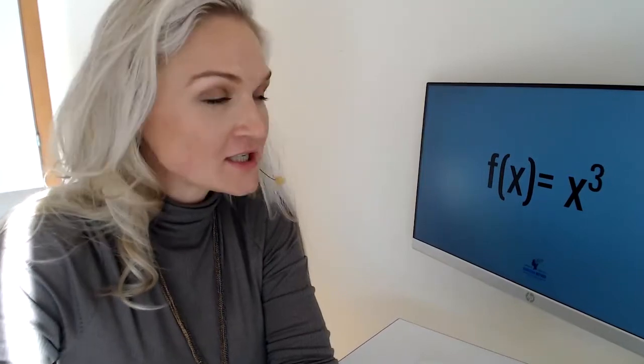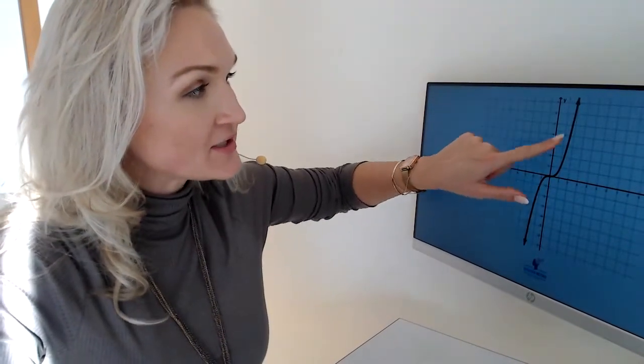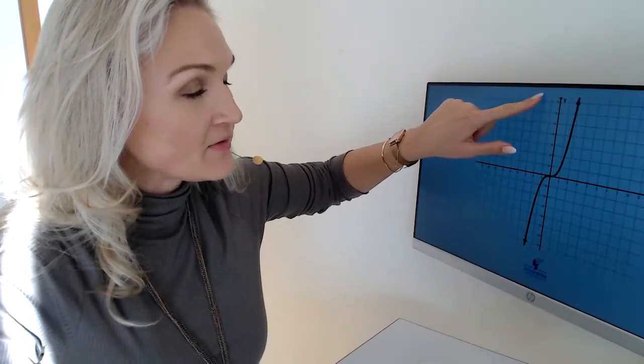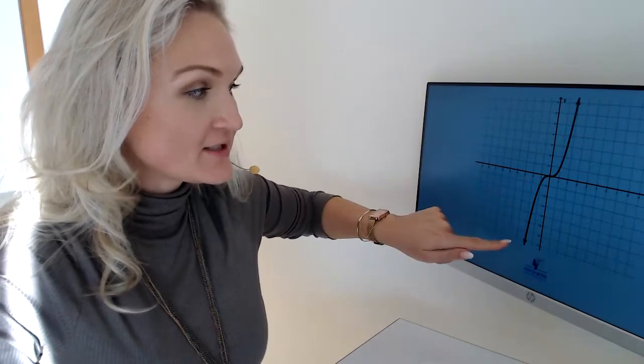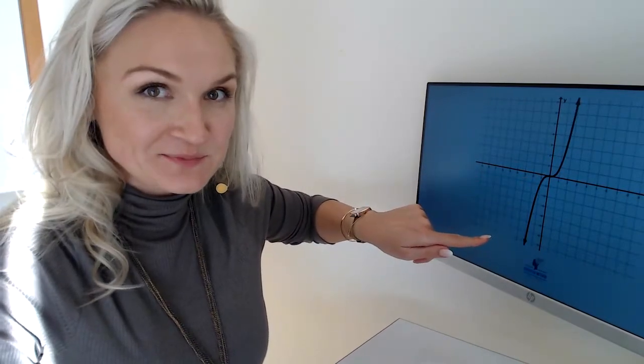A cubic function looks like this. It looks like a worm. If you're familiar with the concept of a parabola, I want you to imagine that this used to be a parabola, and then one side just flipped and started to point downwards.